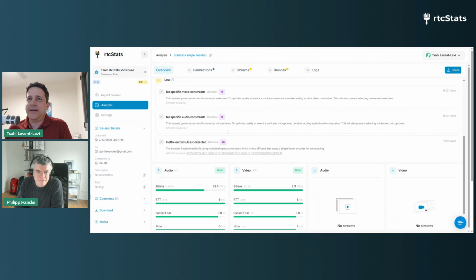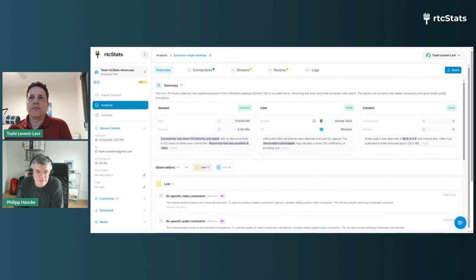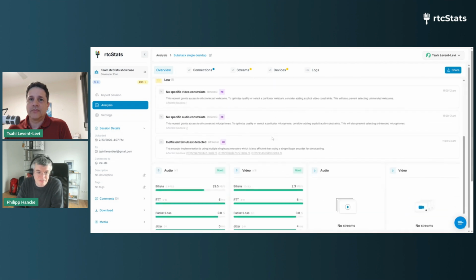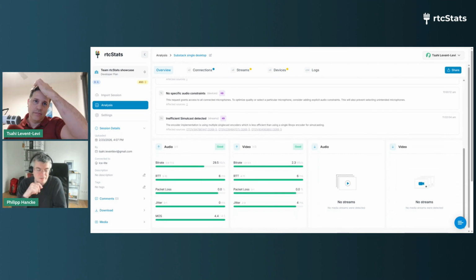The thing that I think immediately bumped here is the inefficient simulcast detected. We're going to look at that in a second, I guess. The other thing is that we notice that this is a LiveKit server in terms of the connection type. We also classify it as isolate on the other side and connected to. Now, audio and video outgoing only, nothing incoming, are broadcasted alone in this session.